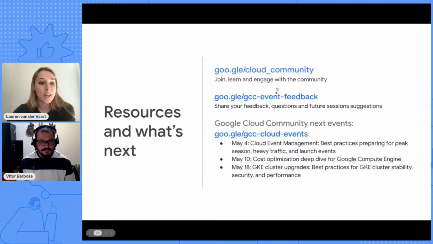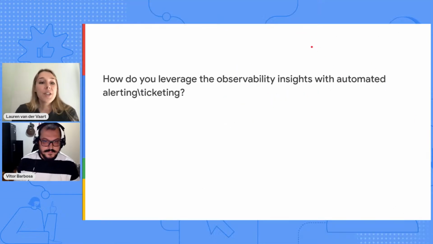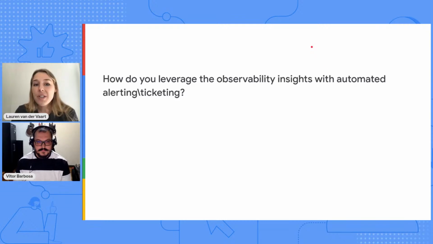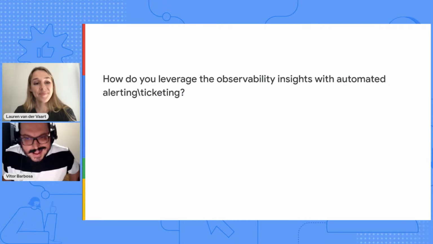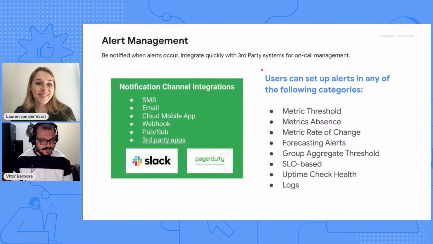So if you want to go to the next slide, we'll start with those that have been pre-submitted. So our first question is, how do you leverage the observability insights with automated alerting and ticketing? Okay, I kind of answered that in my presentation. So let's go back to some slides.